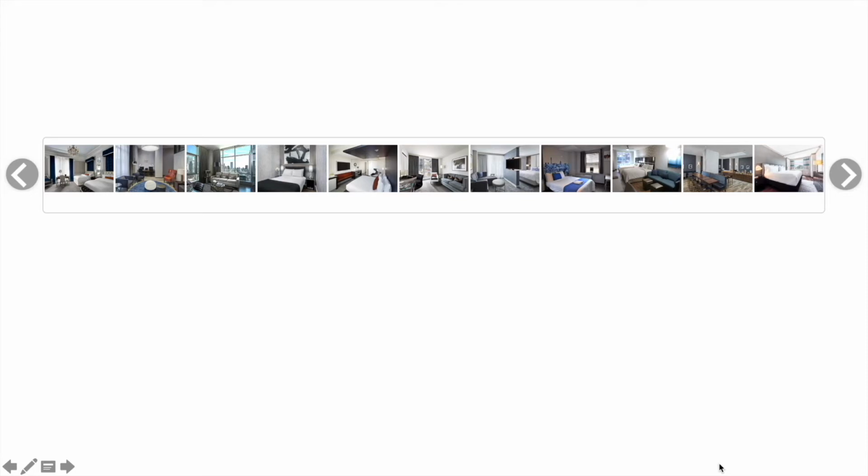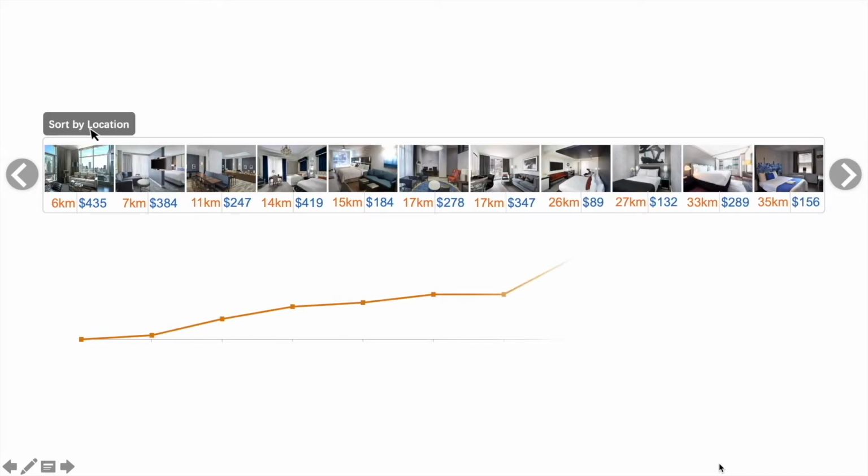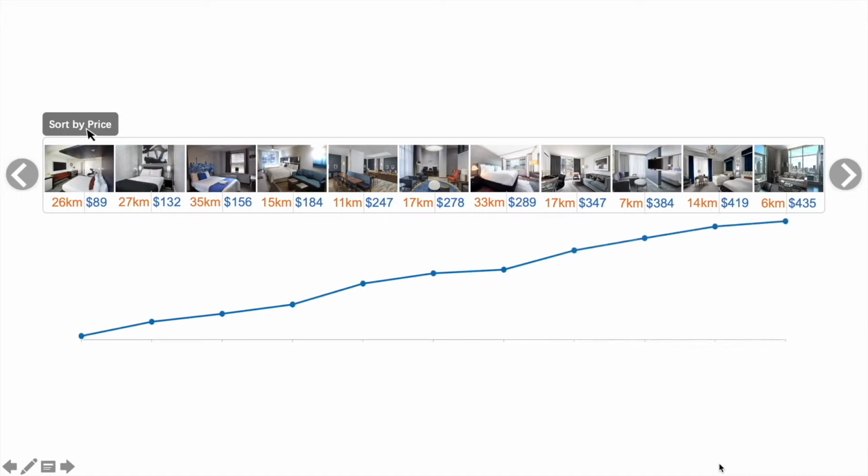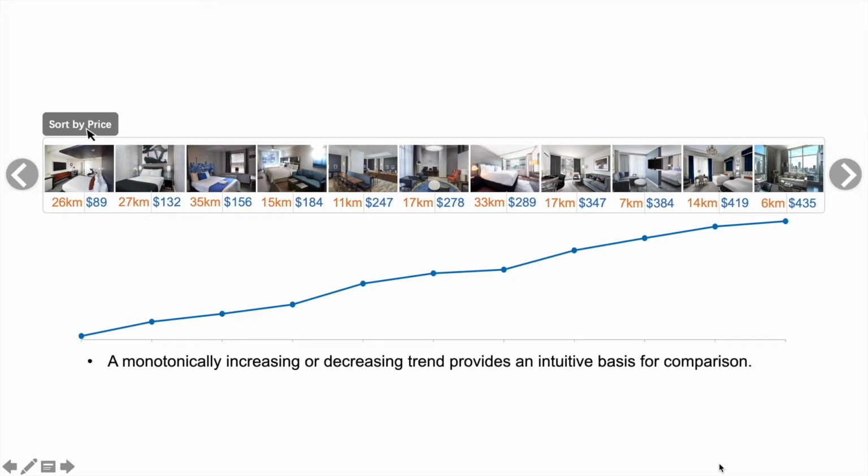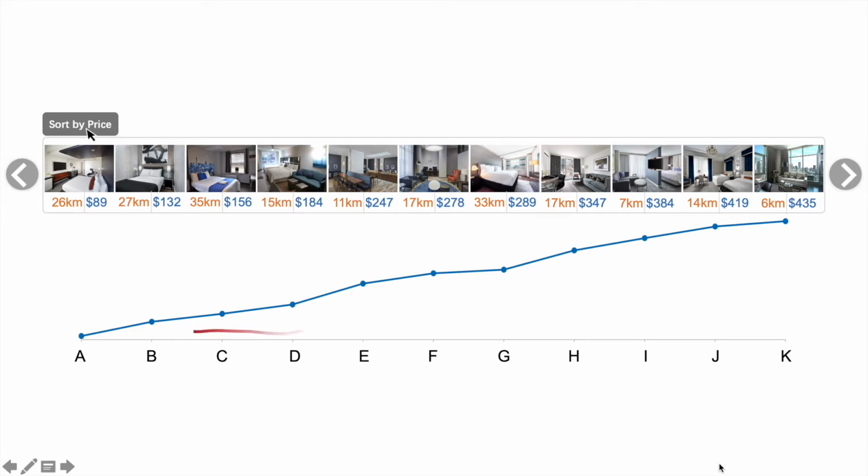Imagine you're traveling to a new city and you choose one hotel from a set of hotels. You are interested in two criteria: the distance to downtown and the price per night. Sorting by distance may help you choose a hotel that is not far from downtown. Sorting by price may help you choose a hotel with an acceptable price you are willing to pay. What we learn from simple sorting is that the monotonic increasing or decreasing trend provides an intuitive base for comparison. It is easy to anticipate the attribute values of an item in the list. For example, you can easily select the top 4 hotels with the lowest price.